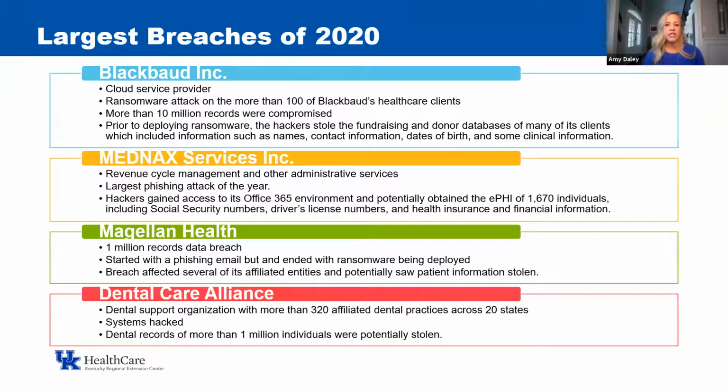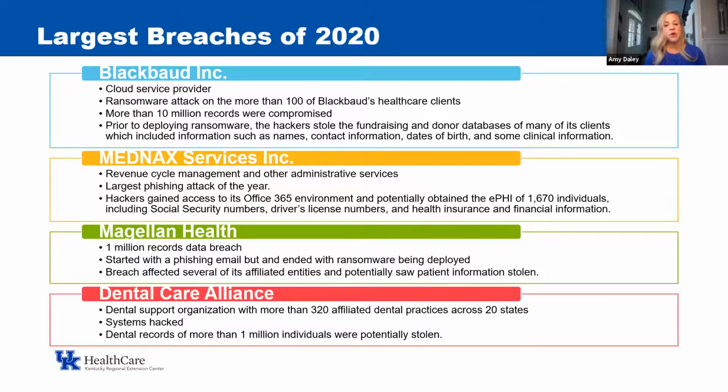And what we saw in 2020, the largest breach that was reported, the biggest one, was Blackbaud Inc., which is a cloud service provider. It's kind of scary to think that our cloud service providers got attacked by ransomware when we rely more and more on cloud services. The ransomware attack affected more than 100 of Blackbaud's healthcare clients. So they are a business associate, a third-party service, and more than 10 million records were compromised.